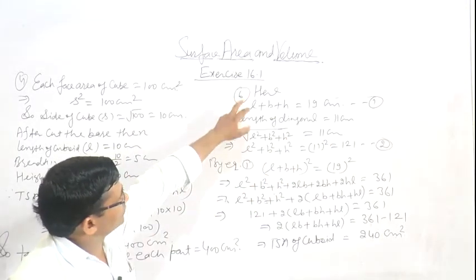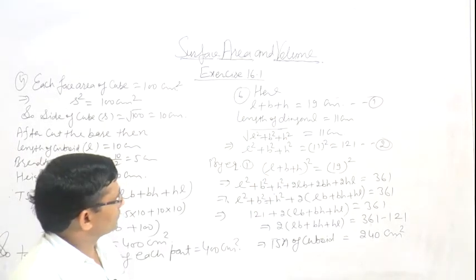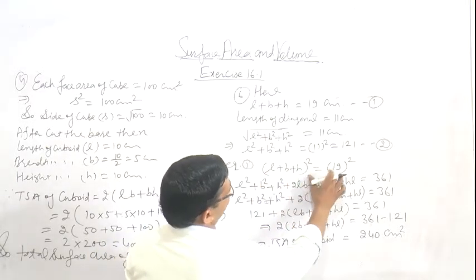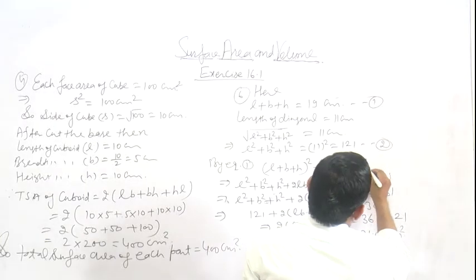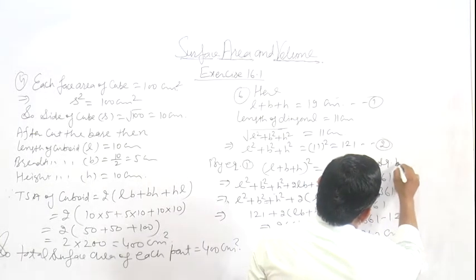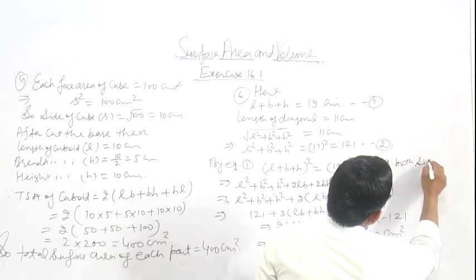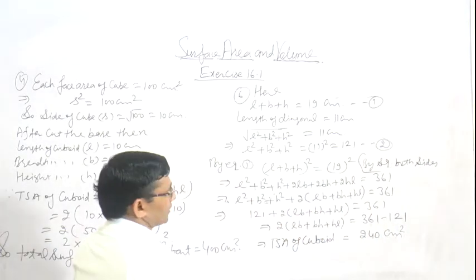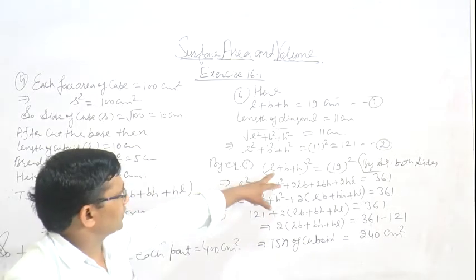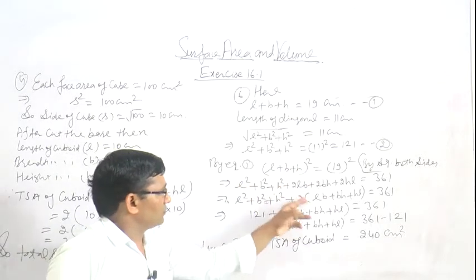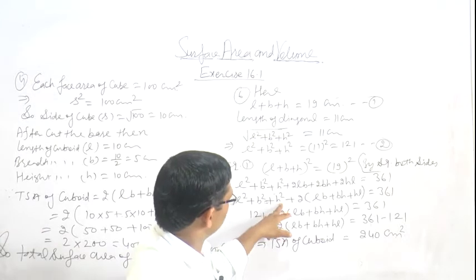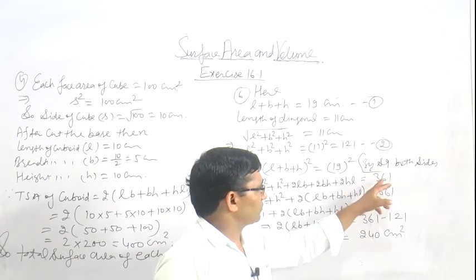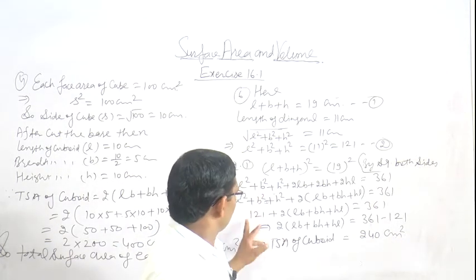By equation first, by squaring both sides, (L plus B plus H) whole square is equal to 19 square. Then we use the identity (x plus y plus z) whole square. So we get L square plus B square plus H square plus 2 into (LB plus BH plus HL) is equal to 19 square, which is 361.